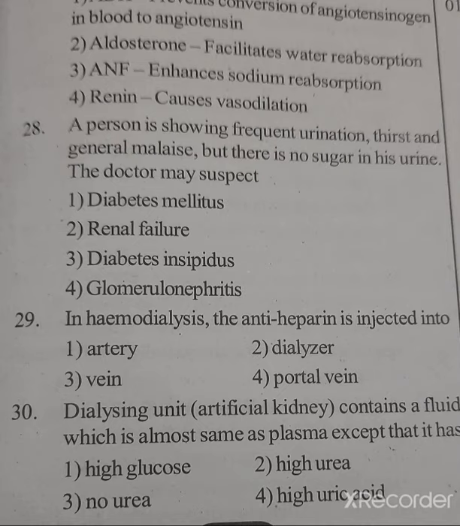Next comes the 30th question. Dialyzing unit. Artificial kidney contains a fluid which is almost same as plasma except that it has 1. High glucose, 2. High urea, 3. No urea, 4. High uric acid.